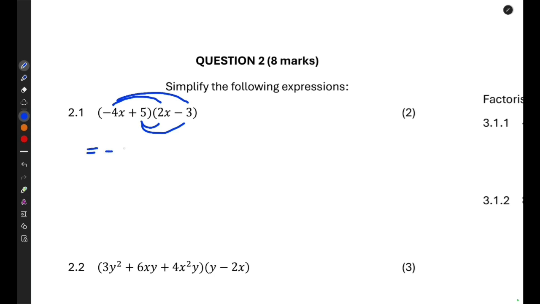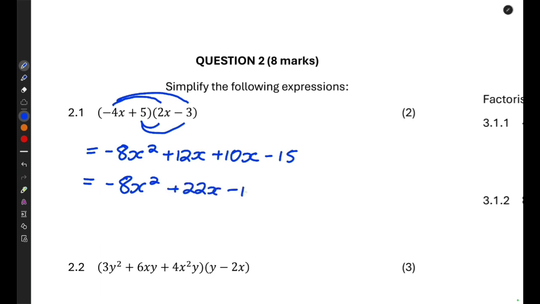-4 times 2 gives me -8x squared. -4 times -3 gives me plus 12x. I'm moving over to the 5. 5 times 2 gives me plus 10x, just 10x. And then 5 times -3 gives me -15. Now, I'll always be able to add the middle terms, so I just need to simplify. Minus 8x squared plus 22x minus 15.